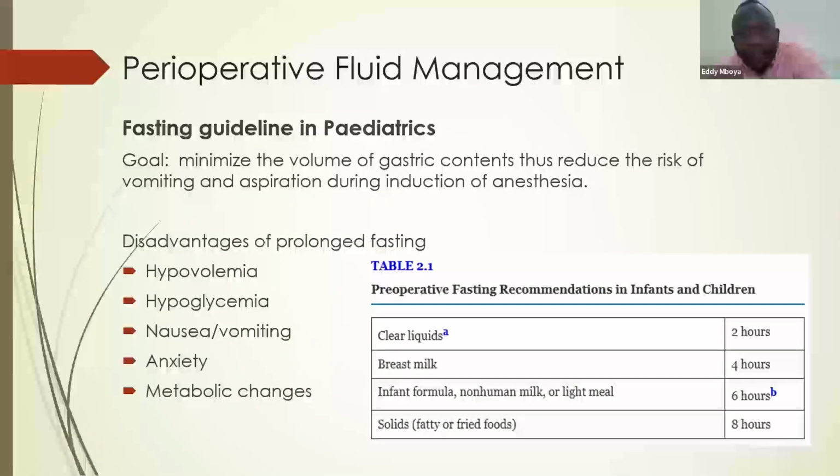Now that we know the fluids we can use for managing babies perioperatively, we need to know how we handle fluids. Prior to administration of anesthesia, these kids are always fasted for a certain duration. The main reason we fast is to minimize the volume of gastric contents, that is, to reduce the risk of vomiting and aspiration. The biggest challenge is aspiration, which would worsen perioperative morbidity and mortality because of the aspiration pneumonitis that may occur. I think most of us in anesthesia understand this.